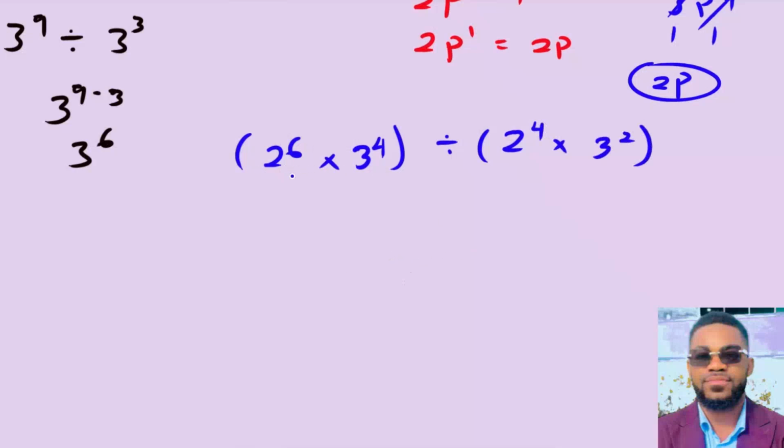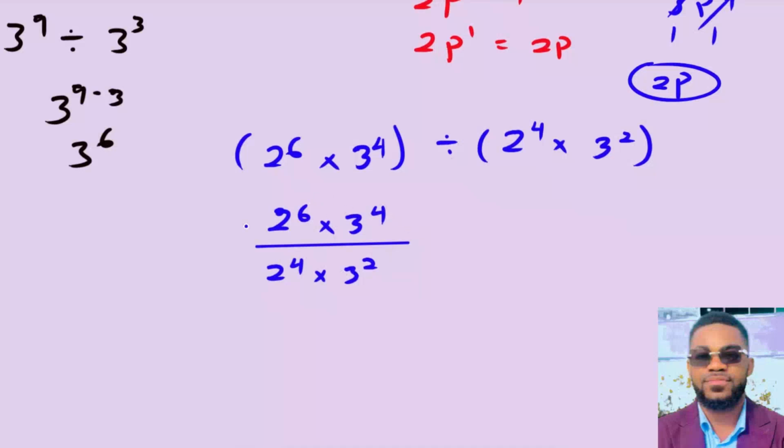In the various brackets, the bases are not the same, so we can't multiply them unless we change them to the normal form, which will make the work more difficult. So what am I going to do? I'm going to write this in a different form. That's going to be 2 exponent 6 times 3 exponent 4, all over 2 exponent 4 times 3 exponent 2.